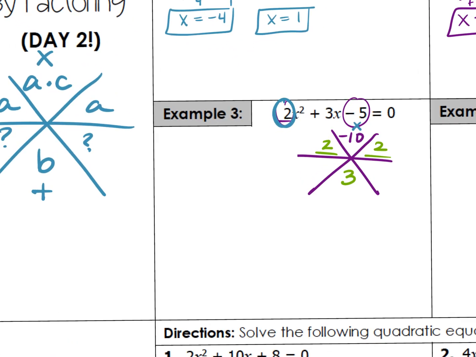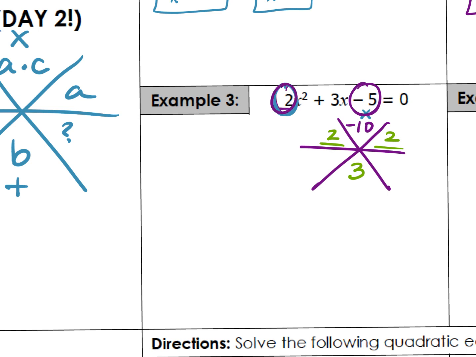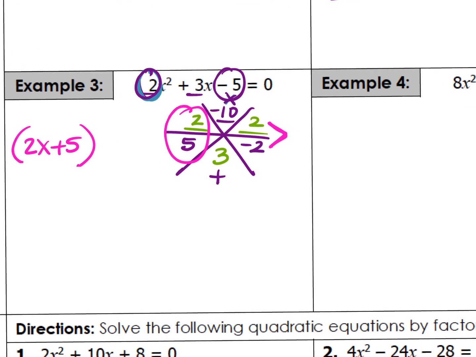So take a look at this. If example 3 is our setup, then we did a times c is 2 times negative 5, so that's negative 10. B is 3, so what can I multiply to get a negative 10 that I can add to get 3? 5 and negative 2. Now, do you remember what you were supposed to do at this point? Simplify. You have to simplify. You have to reduce this guy. So this is going to stay. That's going to be 2x plus 5. But this one becomes 1 over negative 1. How do you write that?